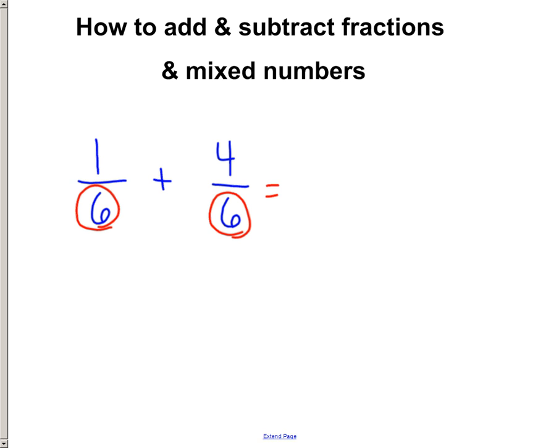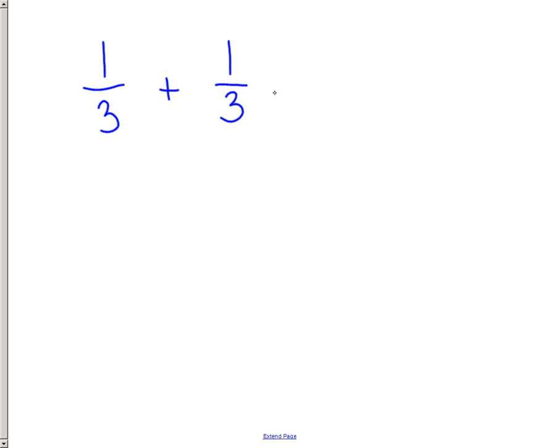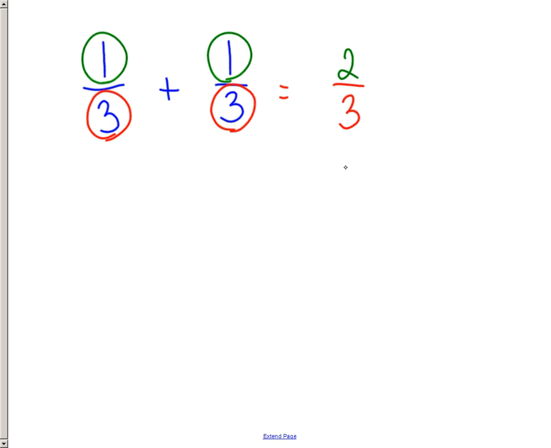So the bottom number is going to stay exactly what it was, the 6, and then we just add the numerator, the top number there, the 1 and the 4 would equal 5. Same thing's happening right over here. We have a common denominator, the 3, the bottom number, on both fractions, so we can just leave it as a 3. And then we take a look at the top number, the numerator, and we add that up to make 2. So 1/3 plus 1/3 equals 2/3.